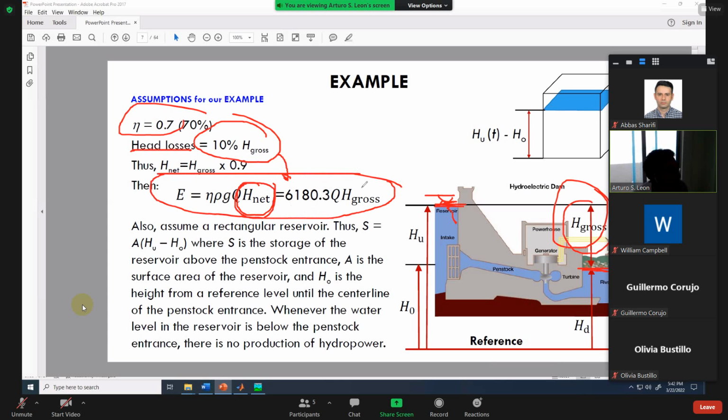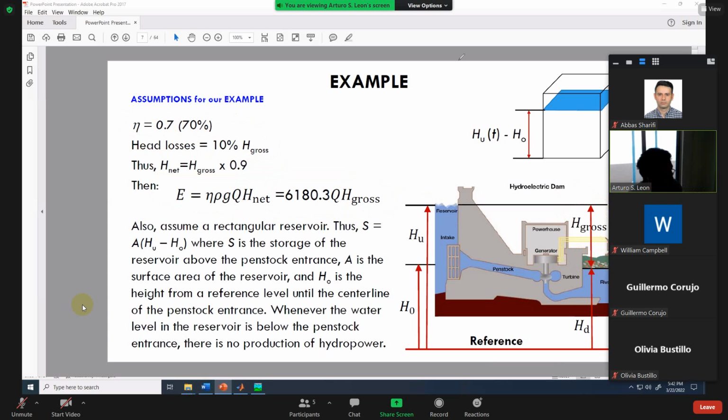Okay, or you can convert to gross head, because remember the net head is 90% of the gross head, right? I am assuming that. And then, here we have some assumptions about the shape of the dam and all of those considerations. I will simply do algebra.